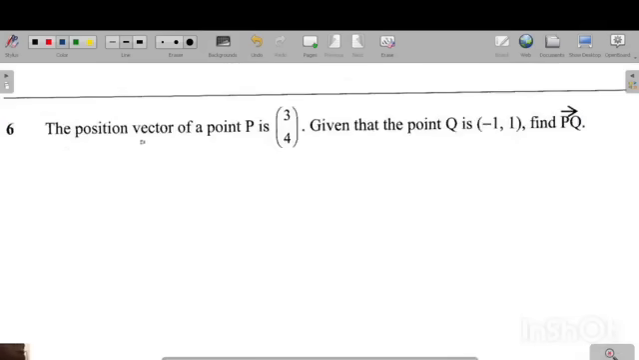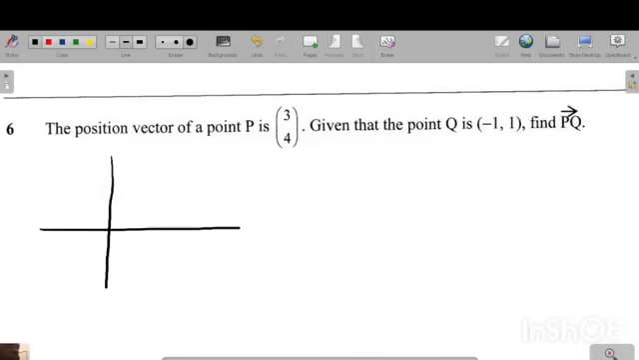All right. The position vector of a point P is this. Given that the point Q is this, find PQ. Okay, these are also one of the easiest questions. So I always encourage students to make a sketch.